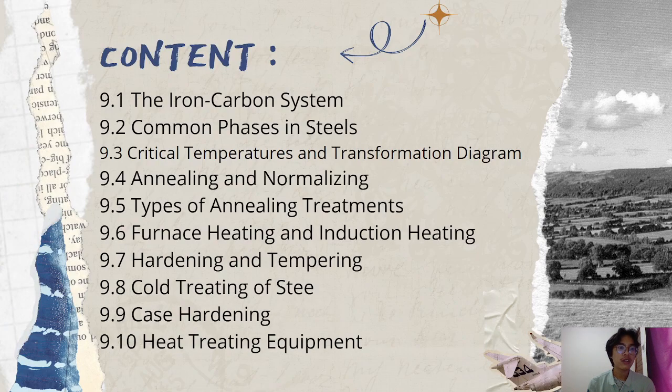The contents are: 6.1 is the iron carbon system. 6.2 is common phases in steel. 6.3 is critical temperatures and transformation diagram. 6.4 is annealing and normalizing. 6.5 is types of annealing treatment. 6.6 is furnace heating and induction heating. 6.7 is hardening and tempering. 6.8 is cold treating of steel. 6.9 is case hardening. 6.10 is heat treating equipment.